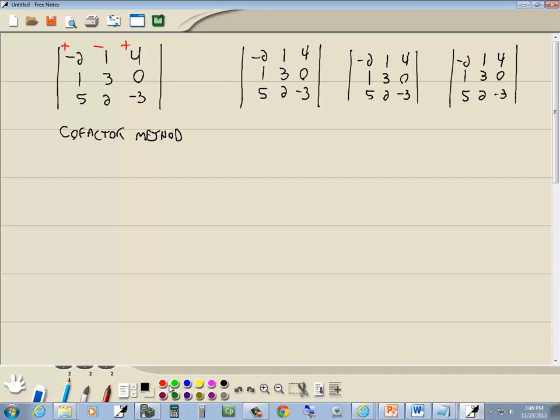So, our signs, we're going to have a positive, a negative, a positive. Now, whatever numbers are here, you write down. So we got -2, we got 1, and we got 4. And then we're going to have some kind of determinant here.